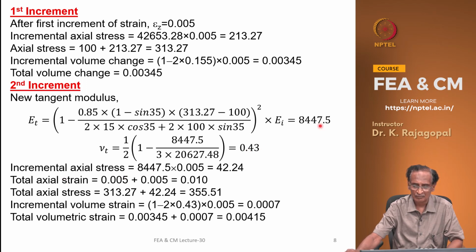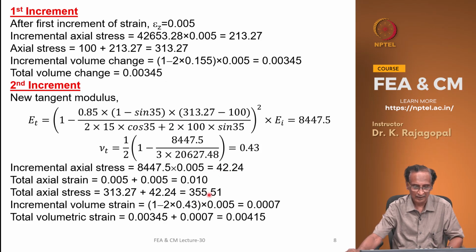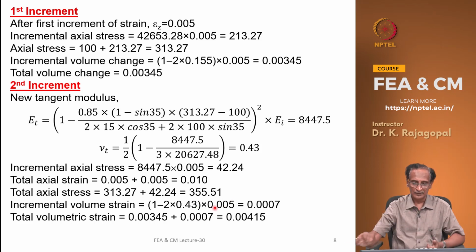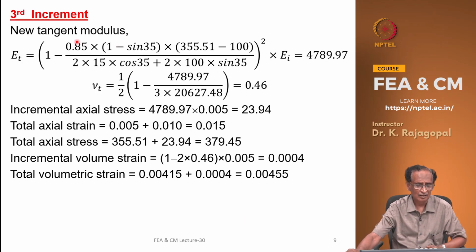and the incremental axial stress is Et multiplied by axial strain, that is 42.24, and the total axial strain is 0.005 plus 0.005, that is 0.01, and the total axial stress is 313.27, that is from the previous step, plus 42.24, that is 355.51, and the incremental volume strain is 1 minus 2 times nu t multiplied by axial strain, that is 0.007, and the total volumetric strain is 0.00415, and then we can continue.